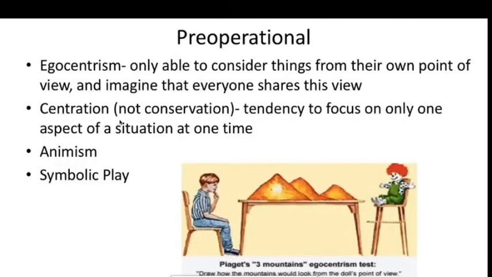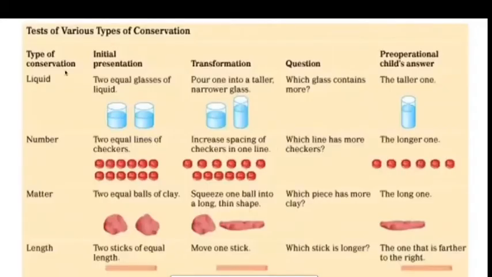Talking about centration and conservation, as I said earlier, when the child is in the pre-operational stage and still has centration, he focuses on only one part of an object. For example, if you have two equal glasses of liquid, equal in the amount of liquid inside, and you pour the contents of one glass into a taller, narrower glass, and you ask the child which has more, a child in the pre-operational stage would say that the taller, narrower glass has more liquid inside it. Because his focus is on only one aspect of the glass, in this case, the height. He doesn't consider that it is narrower, not as wide as the other glass.